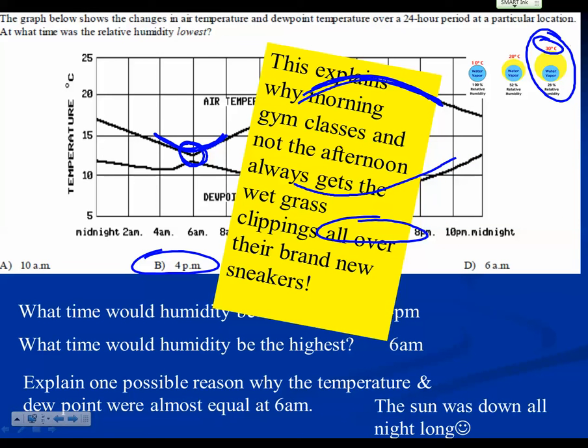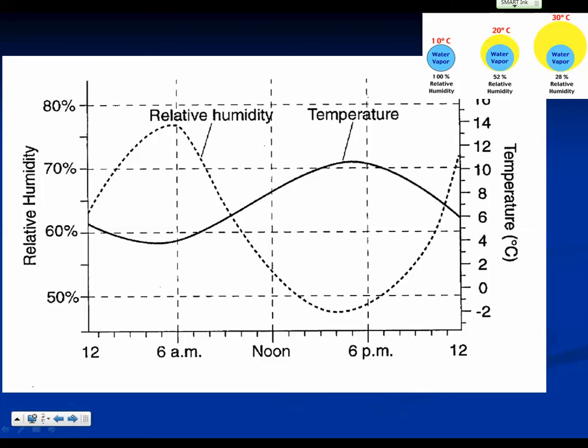And once again, I mentioned this in the last video, it explains why those morning gym classes and not the afternoon always get the wet grass clippings all over their brand new sneakers. In the fall, that's always the case. And then they come to my lab class and leave the grass clippings all over the floor.